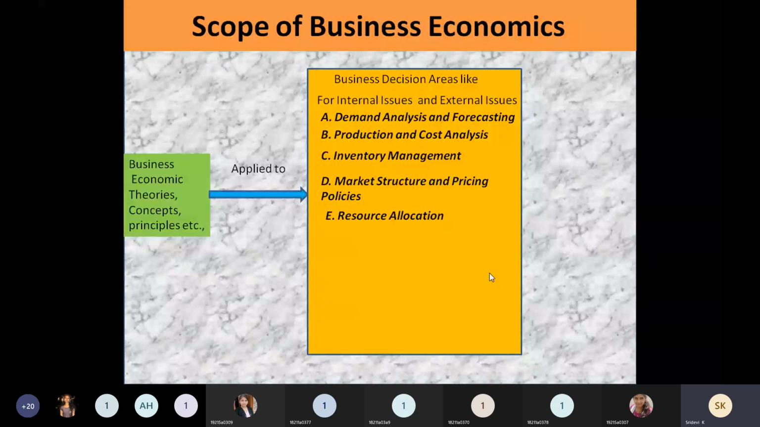And the third one is resource allocation. Resources means all the inputs, like raw material, labor, etc. How you need to allocate, how much you need to increase or decrease, for each department how much you need to allocate? That is another problem where you can apply business economics.